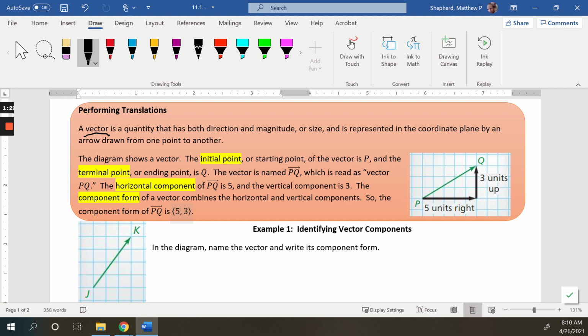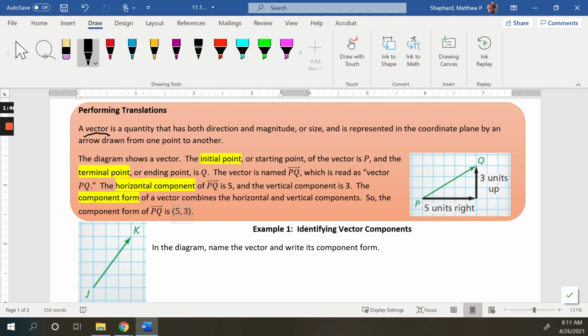The horizontal component of the vector PQ is 5. So notice how it goes 5 to the right. And the vertical component is 3. It's going 3 up. The component form of a vector combines the horizontal and vertical components, so the component form of the vector PQ is <5, 3>.